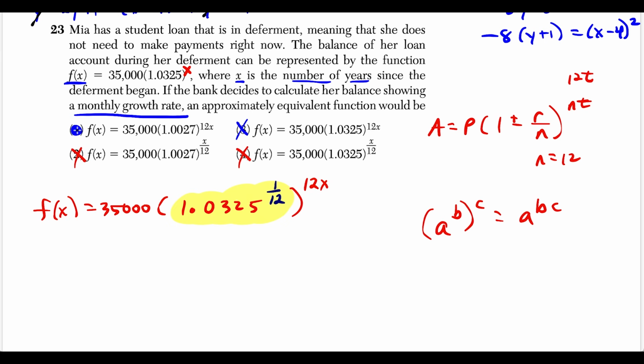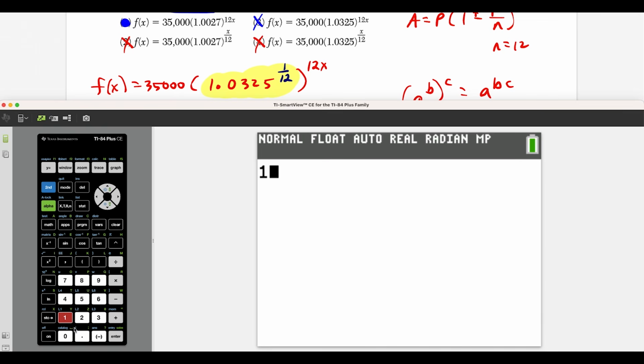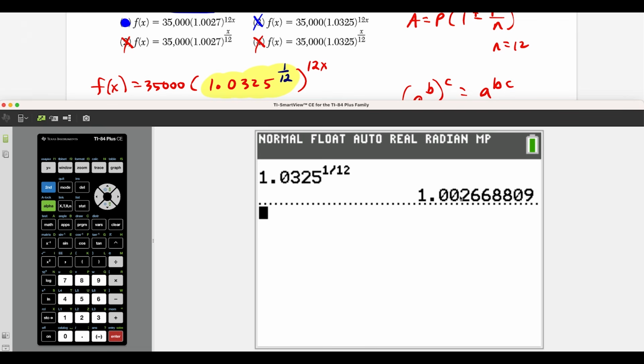It's definitely choice 1. But let's just verify that this number to the 1 over 12 is equal to 1.0027. So we've got 1.0325, and we're raising this to the 1/12th power. And let's see what decimal we get. We get 1.00266, which will round to 1.0027. So that definitely matches choice 1.